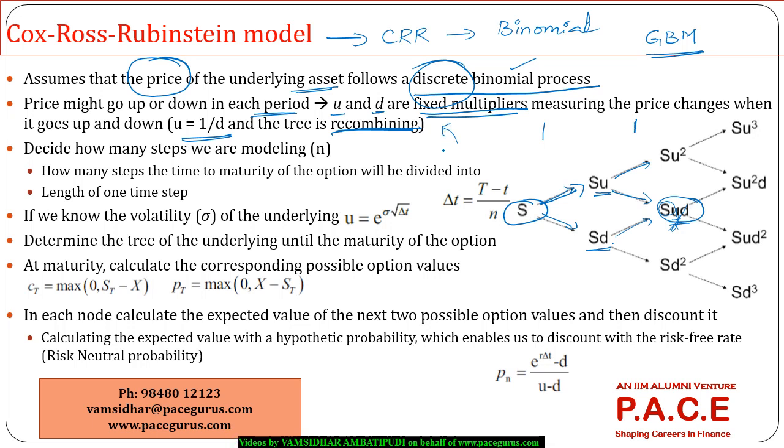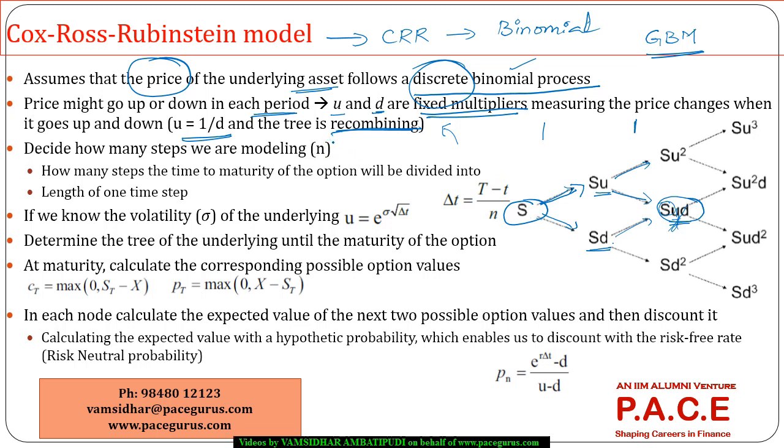So the Cox-Rubinstein model typically assumes that your stock price tree is a recombining tree. So these are some of the things that go into the pricing.